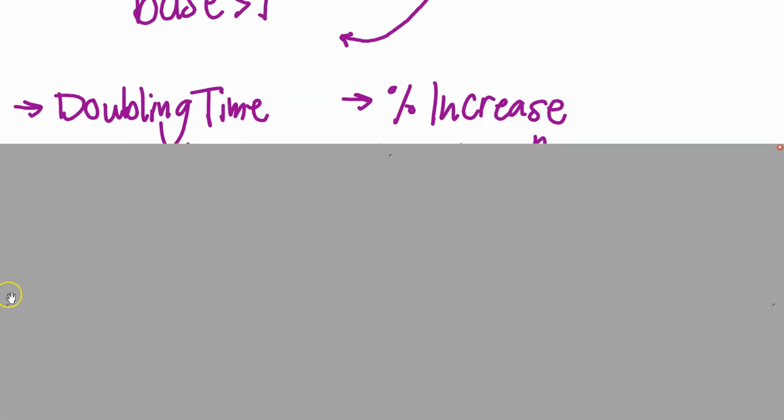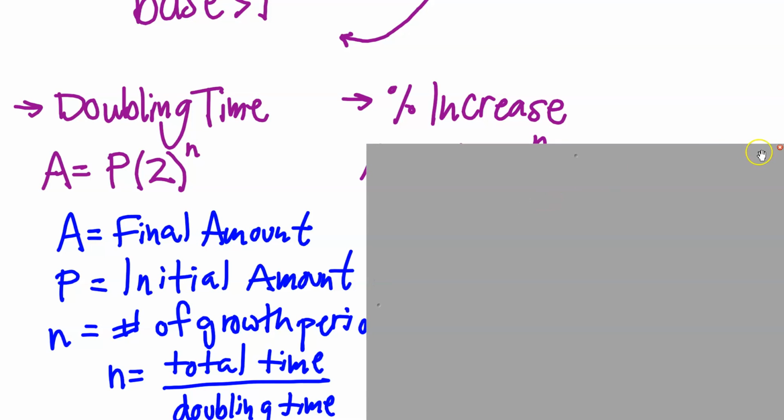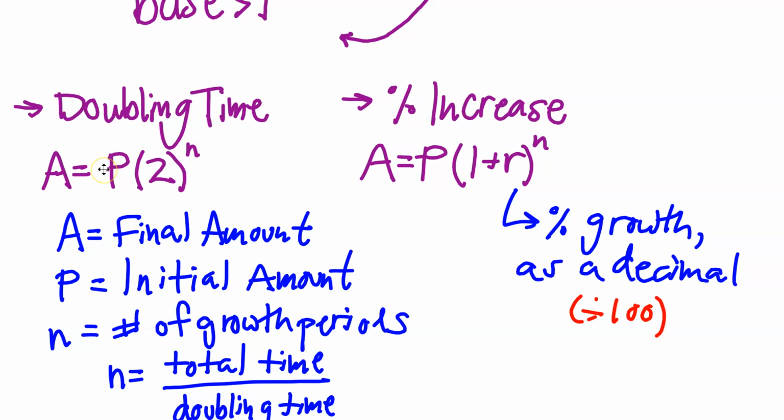Just to review both of those. When we're talking about doubling time, our equation is A is equal to P times 2 to the power of n. The 2 means that it's doubling, it's being multiplied by 2 every time. A is your final amount, what we're usually looking for, how much is left after so many doubling periods. P is your initial amount, what you're starting with. N is the number of growth periods.